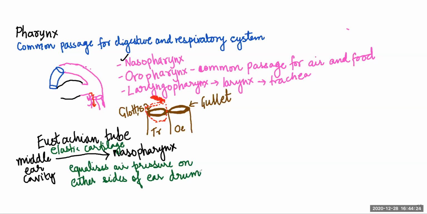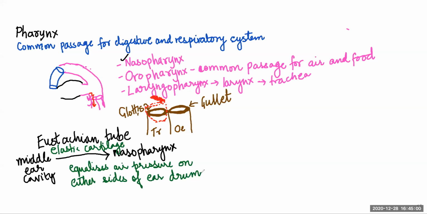So pharynx is a common passage for digestive and respiratory system. There are three parts of the pharynx: nasopharynx, oropharynx, and laryngopharynx. Out of that, nasopharynx is a continuation from the internal nares or internal nostrils. Then oropharynx is a common passage for air and food. Laryngopharynx is a part where glottis opens into the larynx region. Pharynx has two basic openings, glottis and gullet.